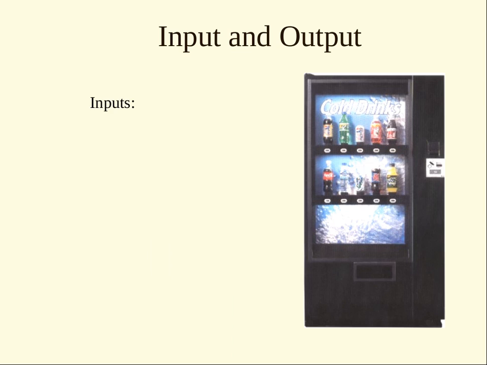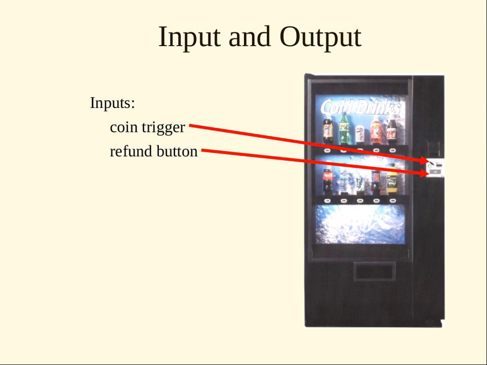All right, input and output. Coin trigger. You know, you put in a coin, it triggers. Hey, look, they put in a coin. I mean, you can't pull it out with a string. You could try. Refund button, because obviously if they put in some coins and went, oops, I only have 2 instead of 3, they want to get their 2 coins back.